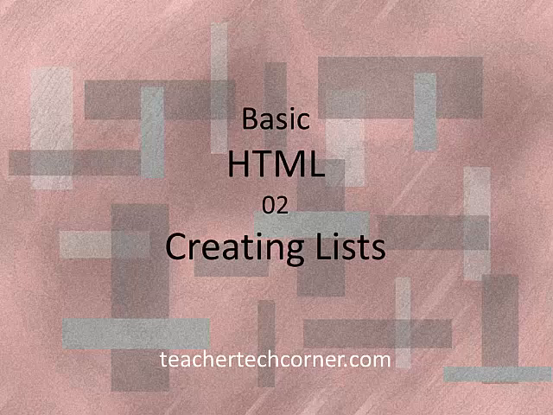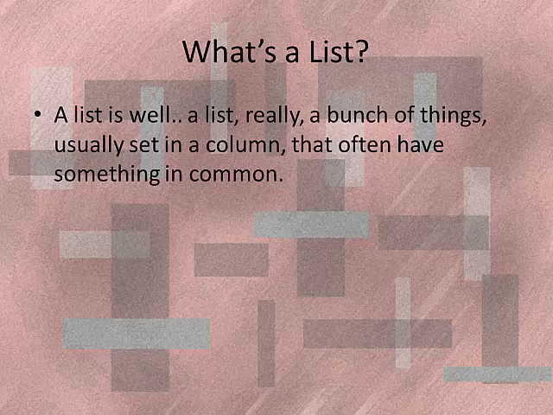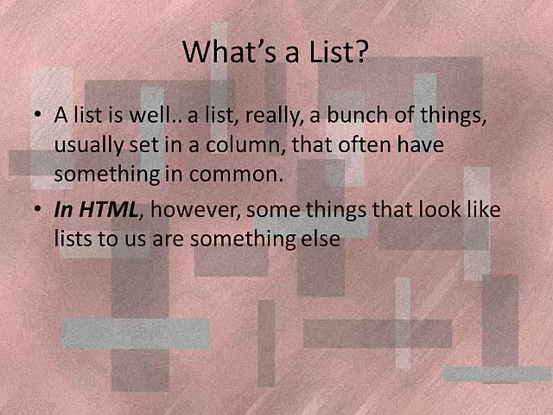All right, so this video is about making lists in HTML. So what's a list? Well, it's like a list, really. It's a bunch of things in a column that have something in common. In HTML, some stuff that looks like a list might be something else.